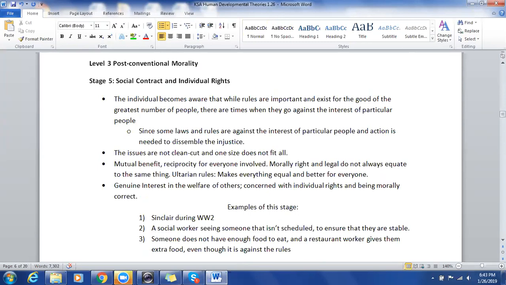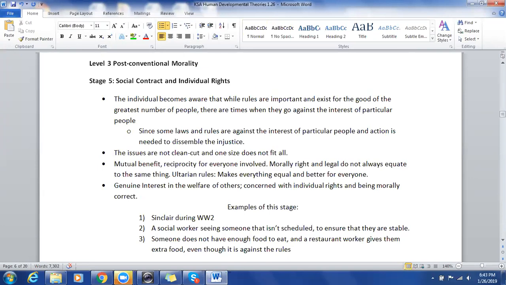But the big thing to hear is, there's mutual benefit for everybody and reciprocity for the person that's doing the good action. So morally right and legal does not always equate to the same thing, which leads us to doing altruistic rules, which basically makes everything equal and better for everyone rather than just for certain particular people. And the person genuinely has an interest in the welfare of others and concern with individual rights and being morally correct.